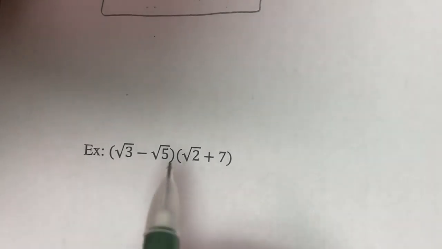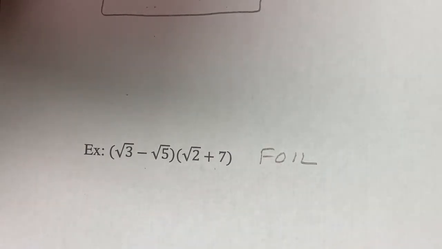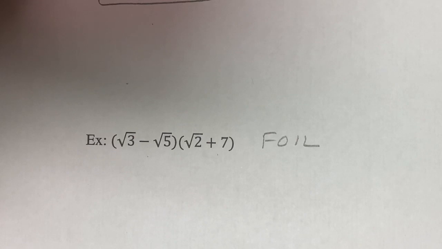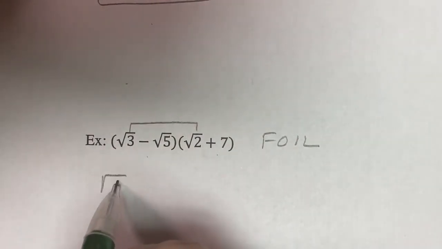Well, look at the next example. I have 2 binomials. I have a 4-letter word for you. We're going to have to FOIL these. So here we go. First, well, that's root 3 times root 2. That's root 6.